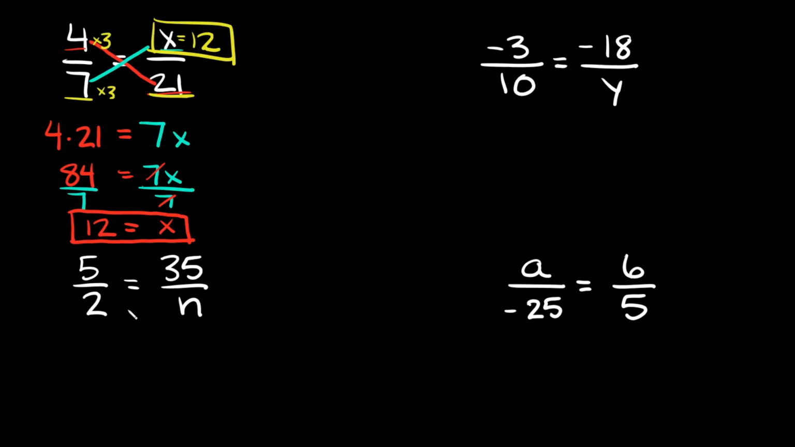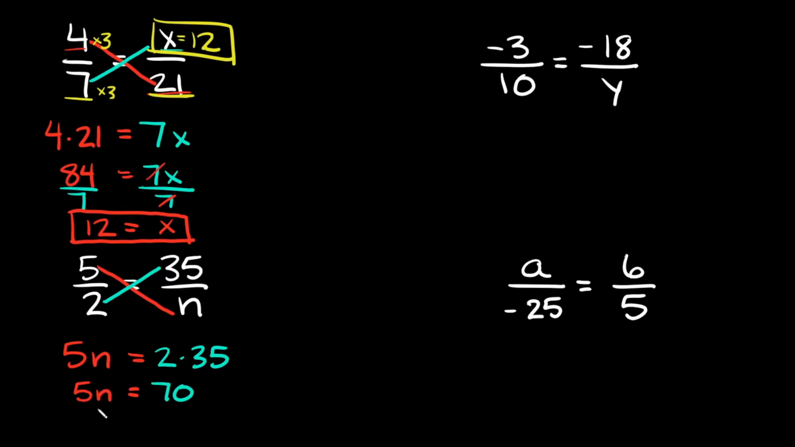So let's just try a few more examples here. So now we have 5 over 2 is equal to 35 over n. So again, to cross multiply, you could draw a cross, and you would multiply those numbers together, okay? So I would do 5 times n, or in other words, 5n, and then I would set that equal to my other cross, which is 2 times 35. Now you just need to simplify some things. So 5n is still 5n, and that's equal to 2 times 35, which is equal to 70.